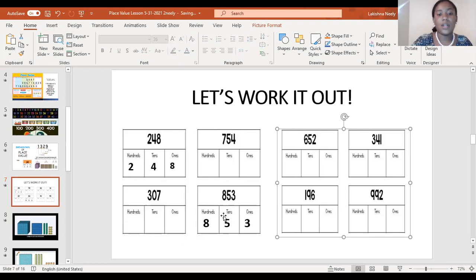So do you see how it's lined up? Follow my mouse. 8 goes in the hundreds place because it says 800. 5 goes in the tens place because it says 50. And 3 goes in the ones place because it remains at 3. So 853, that's how we will line it up, okay? So let's go back to our presentation.